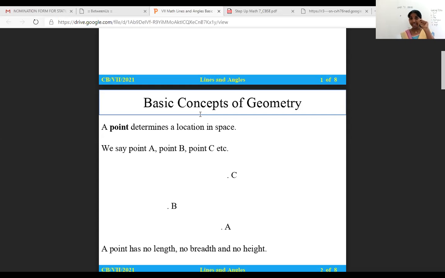But when you go to higher classes, you will say that a point has some thickness or length, but much smaller, not in centimeters but in millimeters or micrometers. So this is about a point. A point is a location on the space. It has no length, height or breadth, nothing. It is just a point. You all know what a point is. Next concept that we are going to see.